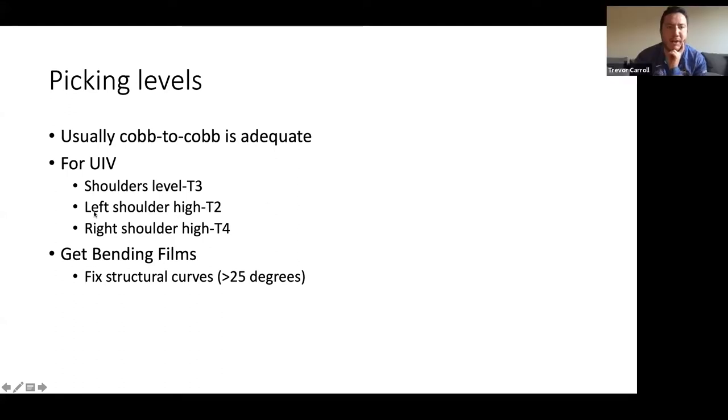There's a little mnemonic. I don't know if this is helpful or not, but the L kind of looks like a two. So that's how I remembered it.